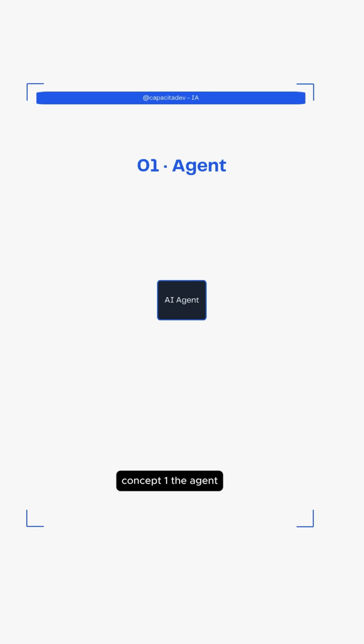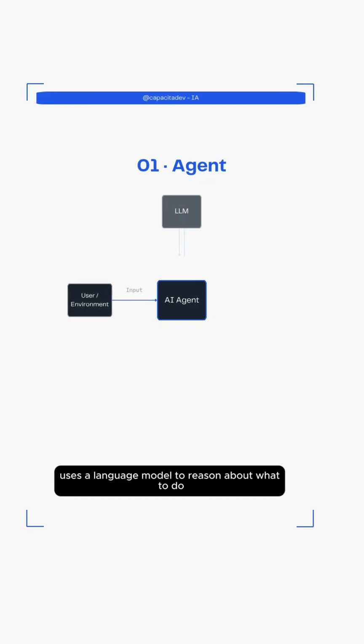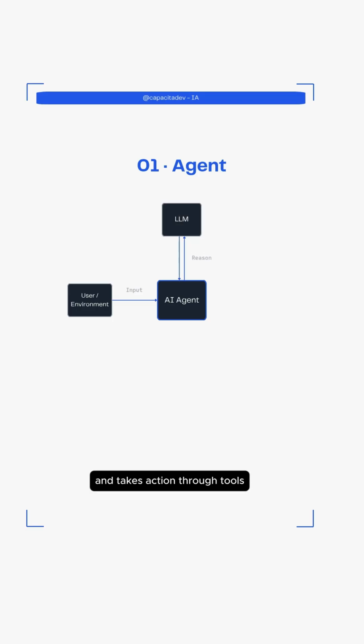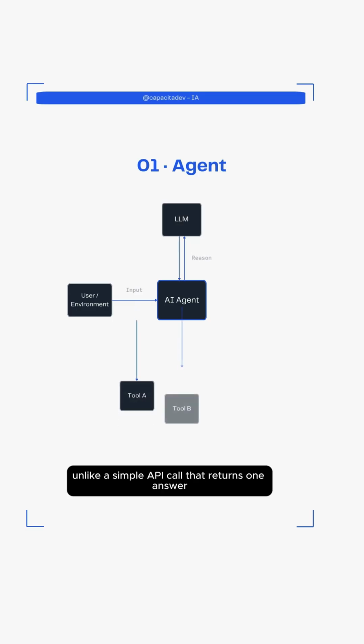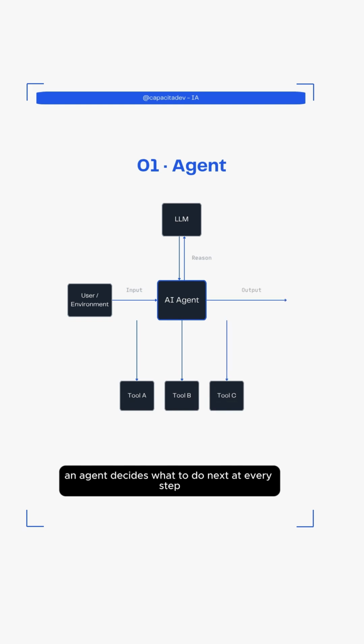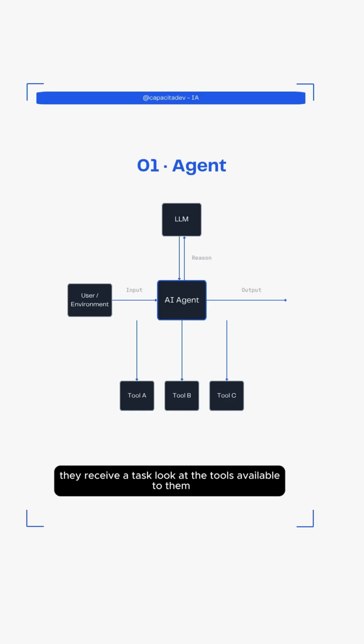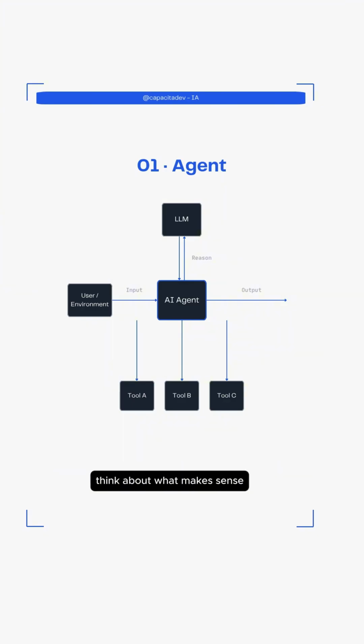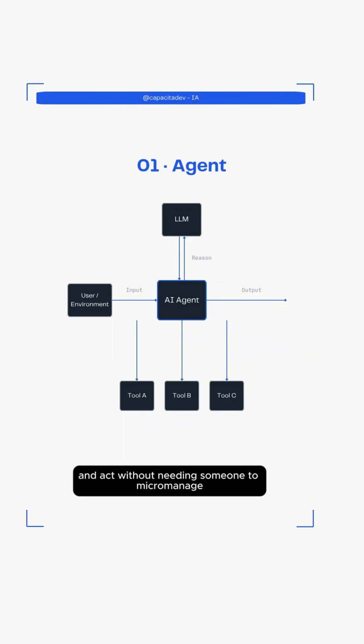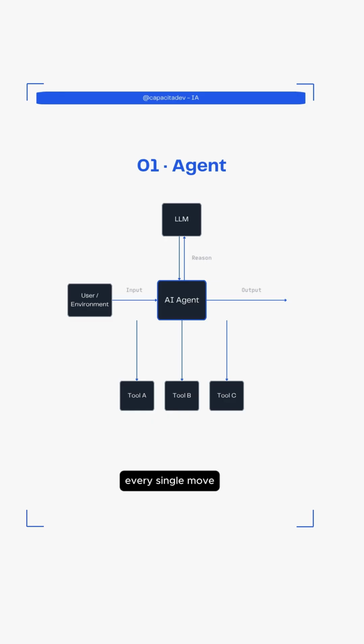Concept 1. The agent. An agent is a software system that perceives inputs from the environment, uses a language model to reason about what to do, and takes action through tools. Unlike a simple API call that returns one answer, an agent decides what to do next at every step. Think of it like a smart employee. They receive a task, look at the tools available to them, think about what makes sense, and act, without needing someone to micromanage every single move.